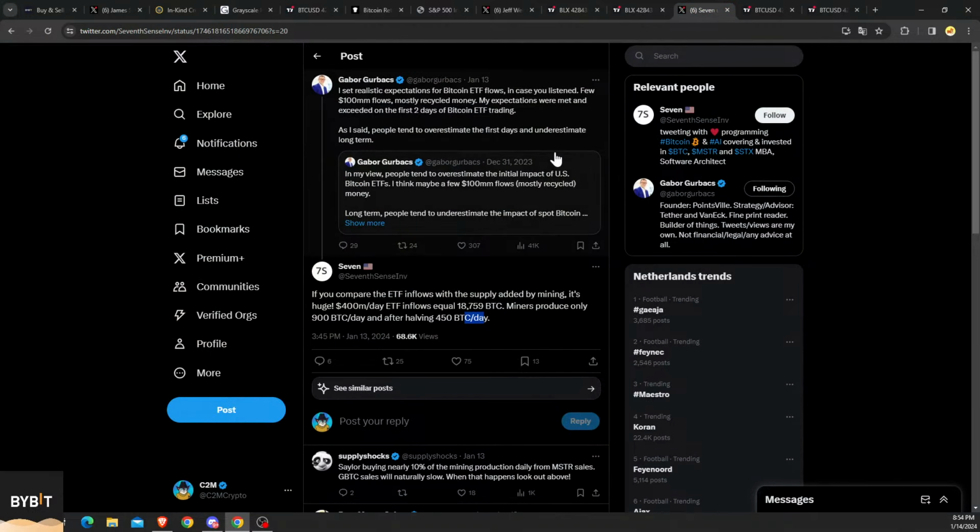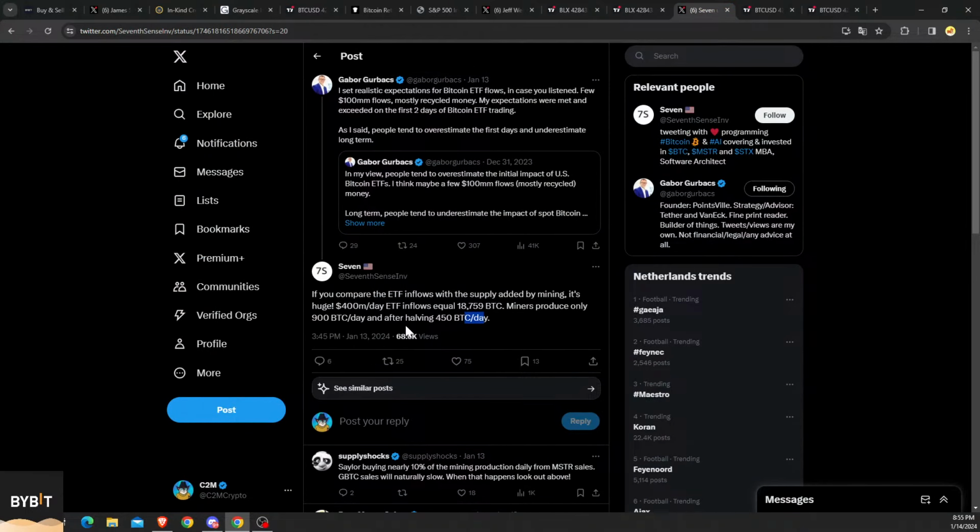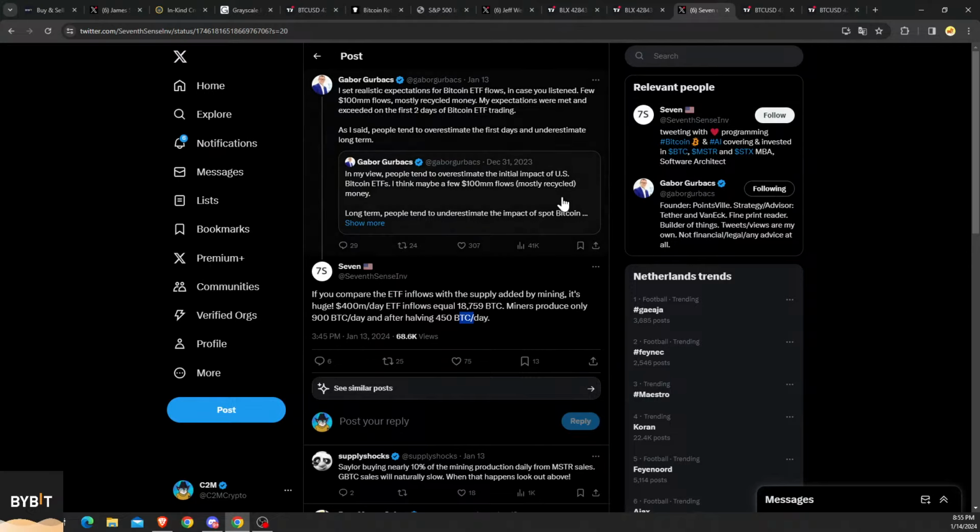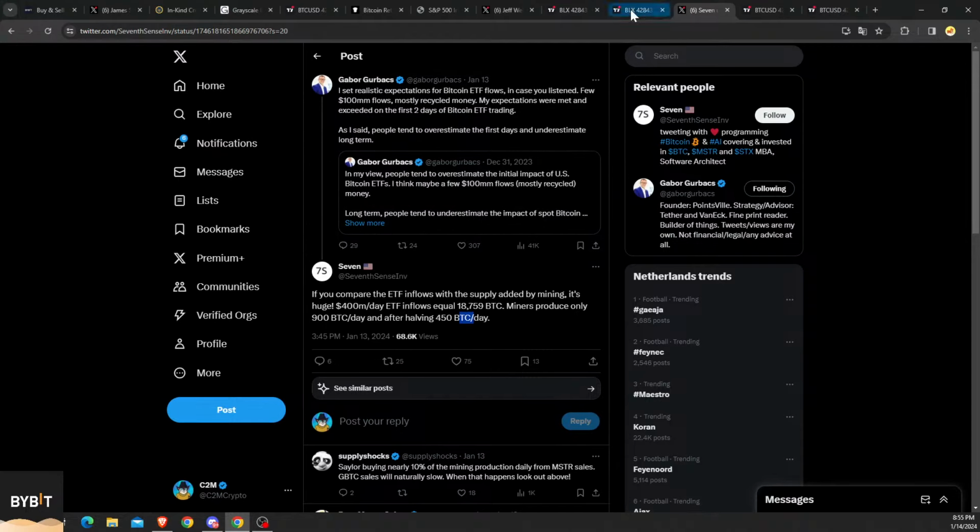Then ultimately, we still have the miners, which after the halving will have 450 Bitcoin a day. So all in all, I think short term we might see downward pressure on Bitcoin, but ultimately I think we're setting up for a great year on Bitcoin, where we're going to be seeing much higher prices going forward.